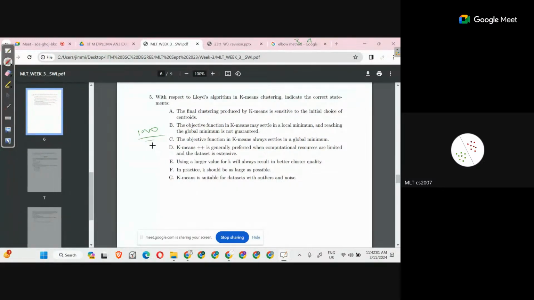For example, there was one question with the points 1, 2, 3, 4, 5, 6 and 300, something like this. In this case, if I ask you to create two clusters, what would be the good one? 1, 2, 3, 4, 5, 6 will be in one cluster and 300 will be in another cluster. Something like this will happen, right?